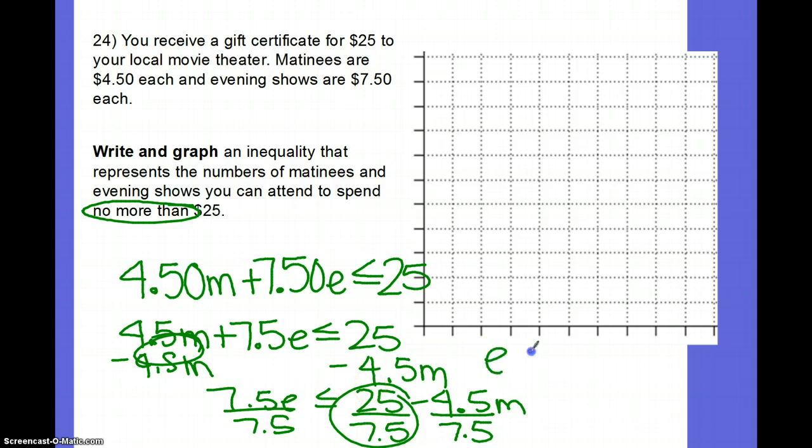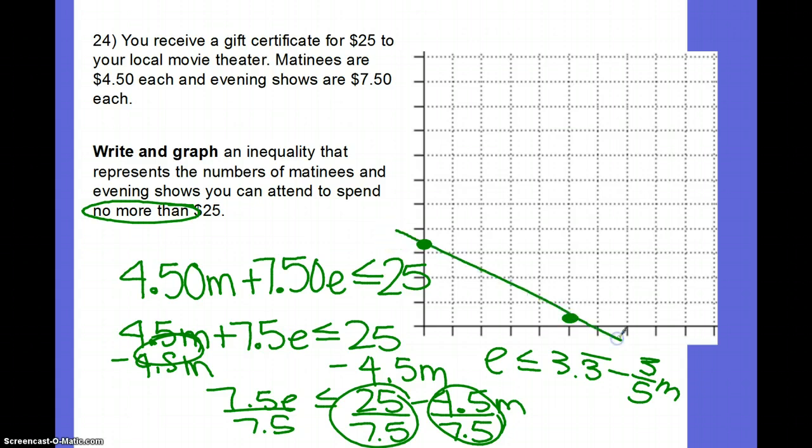So you'd have e is less than or equal to 3.3 repeating, and the decimal here, 0.6, is the same as 3/5 if you hit the math button, enter. So if you graph that, start at 3.3, that's about right here, and then down 1, 2, 3 over 1, 2, 3, 4, 5. And then solid line, and less than, so less than is here.